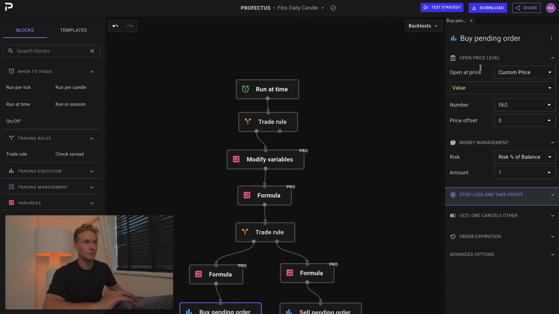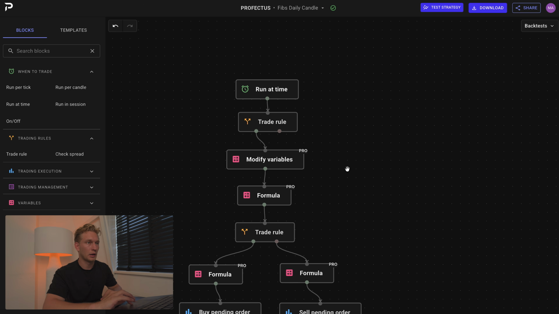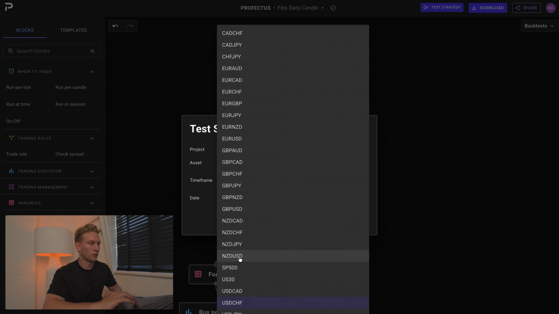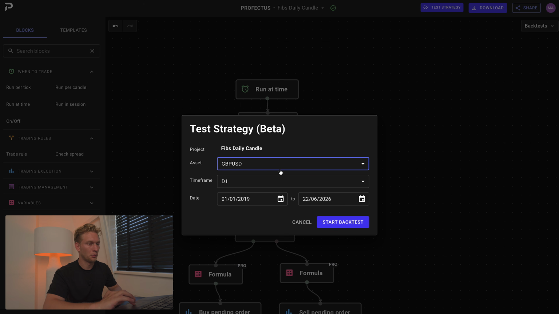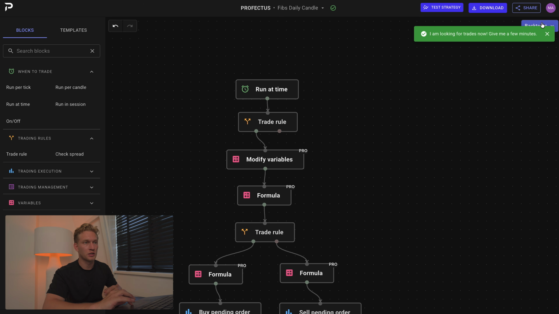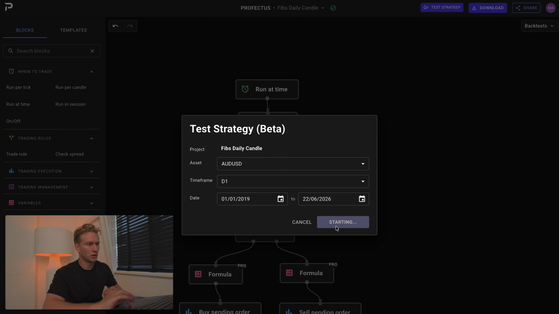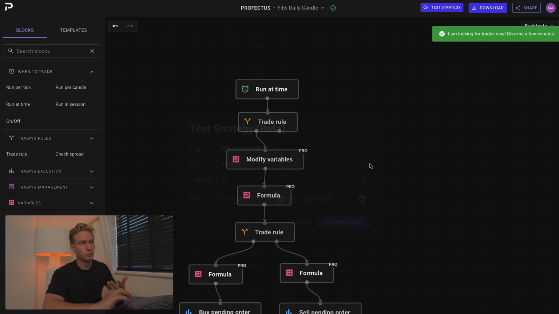After you have done that, what you can do is simply test the strategy. So you can run it on dollar Swiss, you can run it on whatever pair you want to do, maybe GU. You want to test this, you click start backtest, and then it is running. Let me quickly wait. I'm looking for trades now, great, okay. I'm also going to test it on, let's say, Aussie dollar. I'm going to run that test, and that test is also running. In a few minutes you will get the result of both reports.